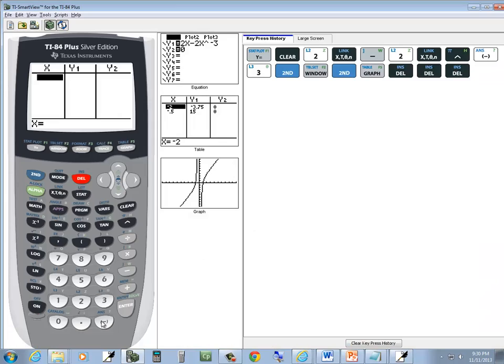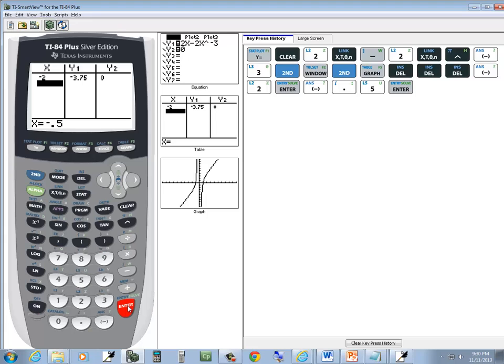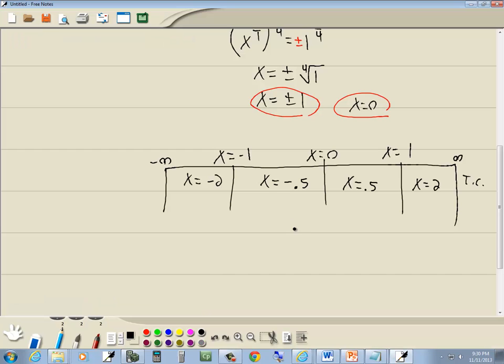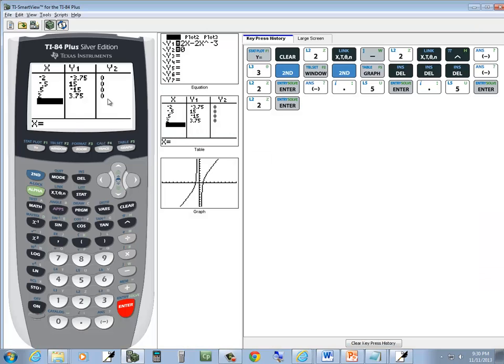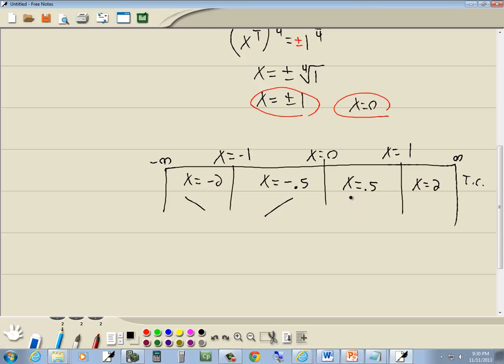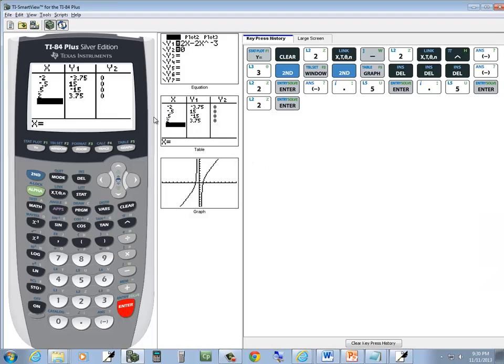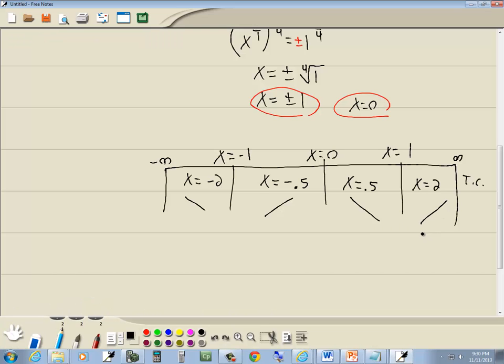So I got -2, enter, -0.5, enter, 0.5, enter, and then 2, enter. Okay, so -2 gives us -3.75, so that's negative, so it's decreasing. -0.5 gives us 15, which is positive, so this is increasing. The 0.5 gives us -15, so this is negative, so it's decreasing. And the 2 gives us 3.75, which is positive, so it's increasing.